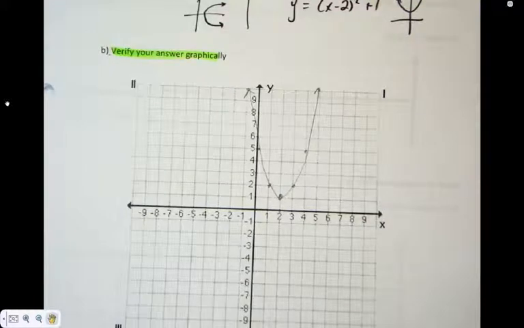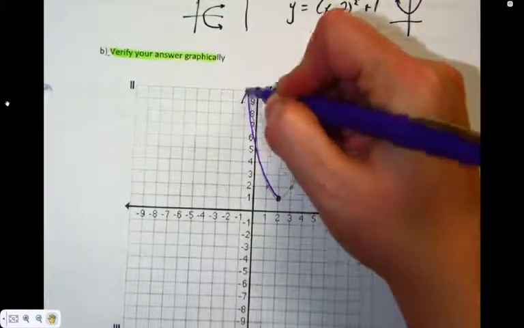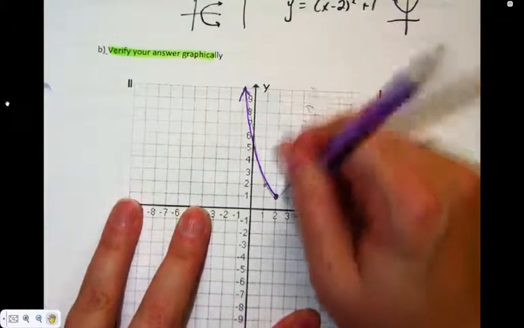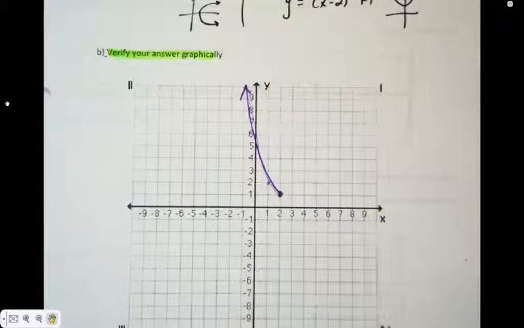Now what about this domain stuff? How do I show x is less than or equal to 2? Anything past 2, to the right of 2, isn't going to exist. So the left half is going to stay. What happens to the right half? Bye-bye. There's a parabola with a domain restriction. They've restricted us to any value less than 2.